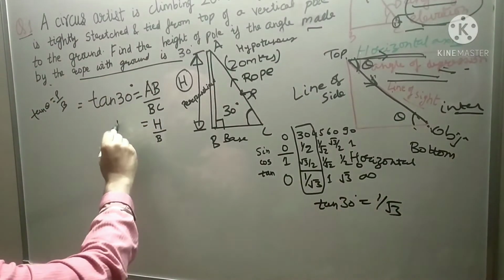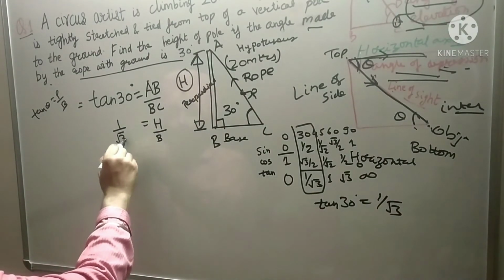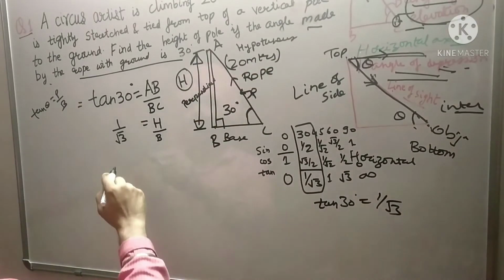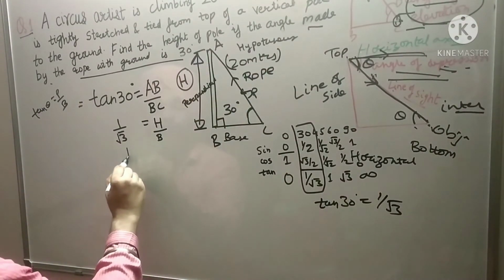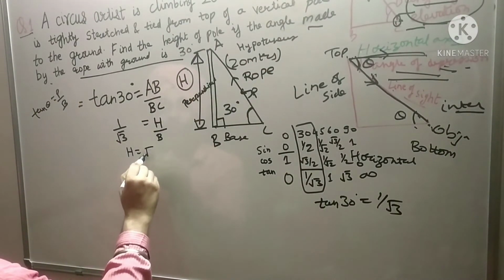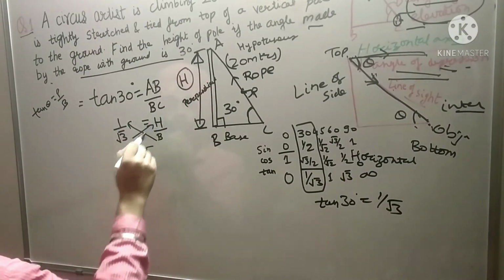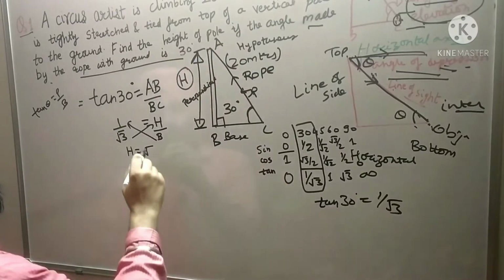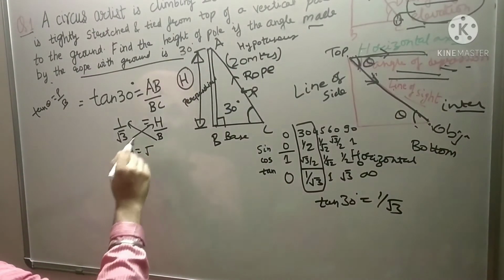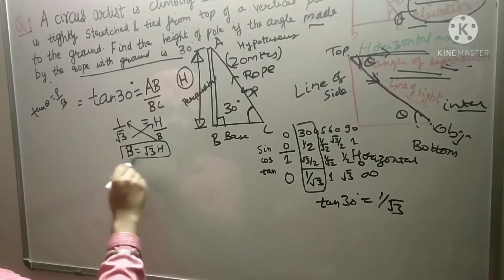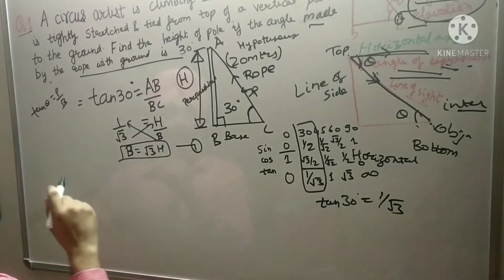So we will write 1 by root 3 here, and now let's say h is equal to b by root 3. By cross multiplication, b is equal to h into root 3. This is the first equation we get here.